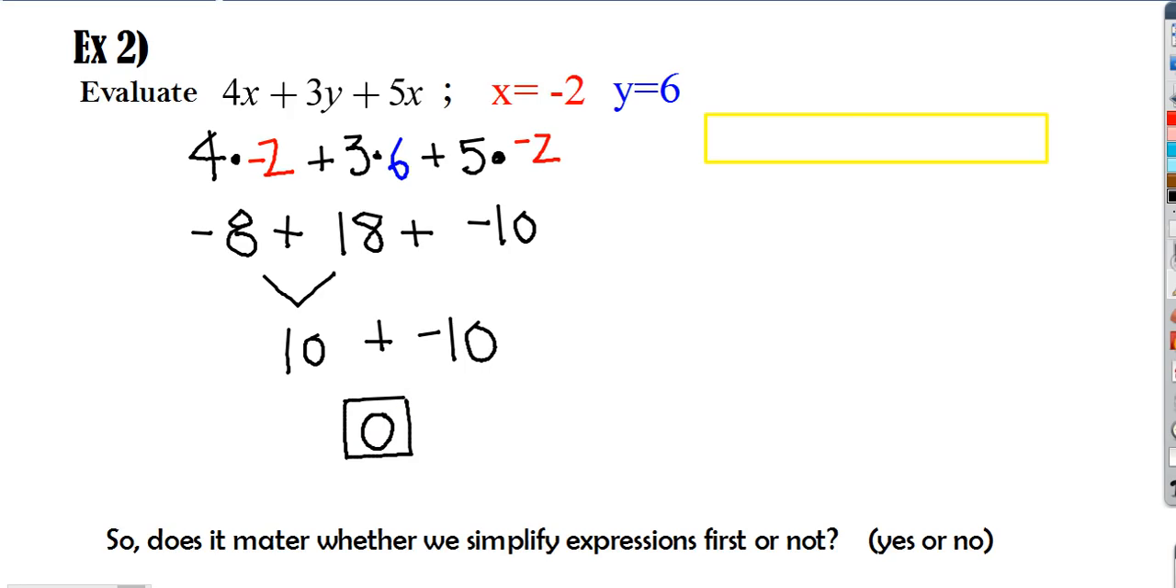Now let's see if it matters whether we simplify first or not. So let's simplify again.